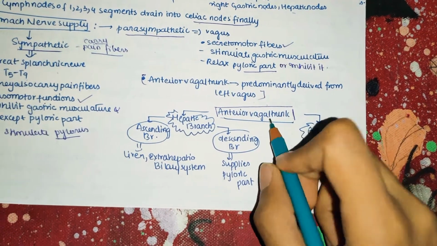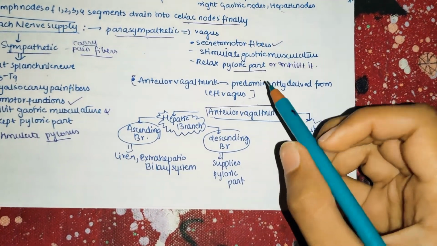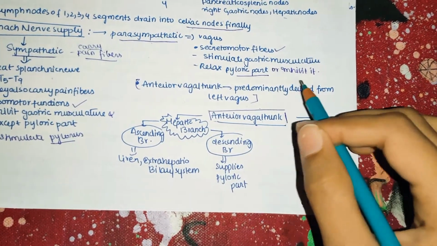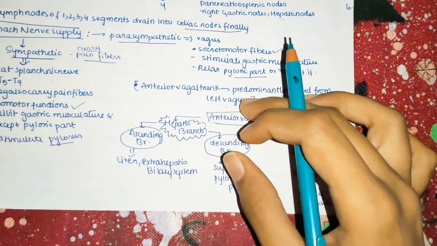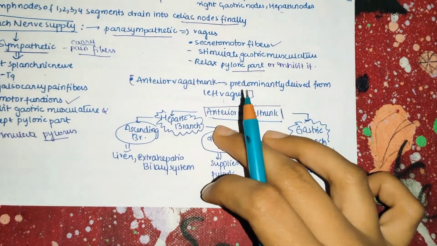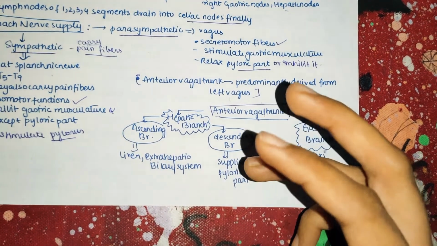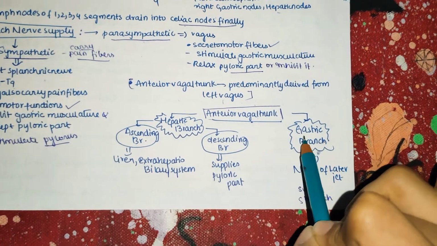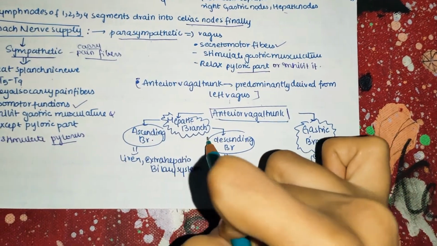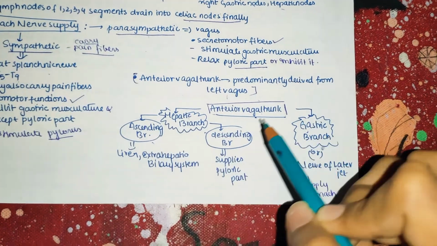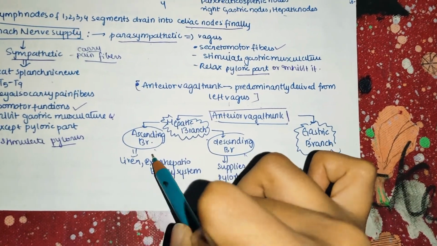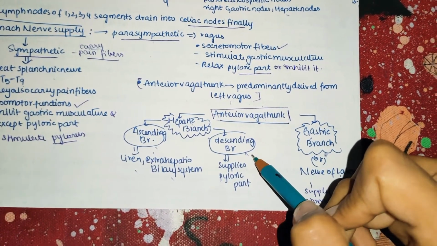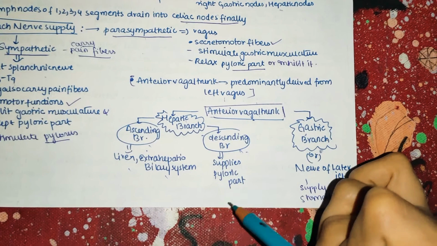Now let us discuss the two vagal trunks: the anterior vagal trunk and the posterior vagal trunk. First we'll start with the anterior vagal trunk. It is predominantly derived from the left vagus, and it is divided in turn into three branches. First two branches: one is the hepatic branch, one is the gastric branch. The hepatic branch is in turn divided into an ascending branch and a descending branch. The ascending branch supplies the liver and extrahepatic biliary system, whereas the descending branch supplies the pyloric part.